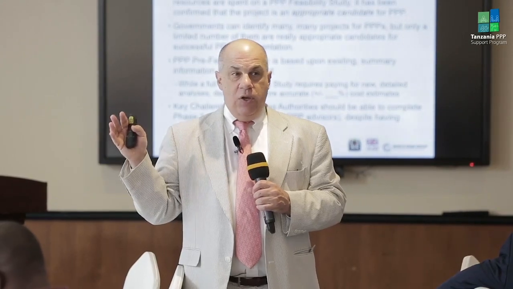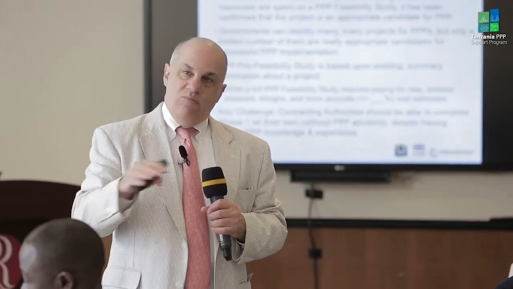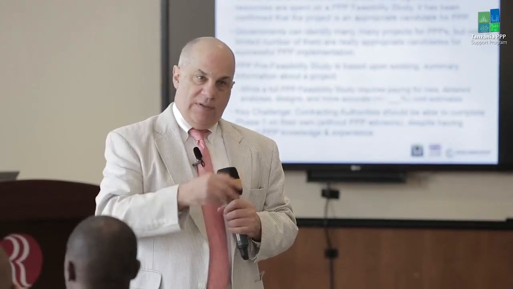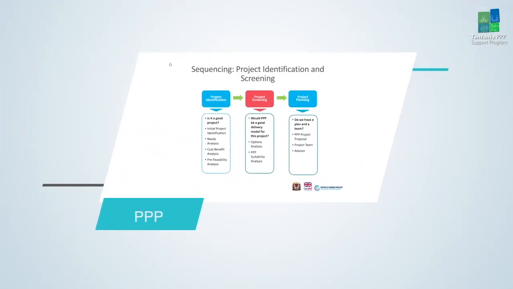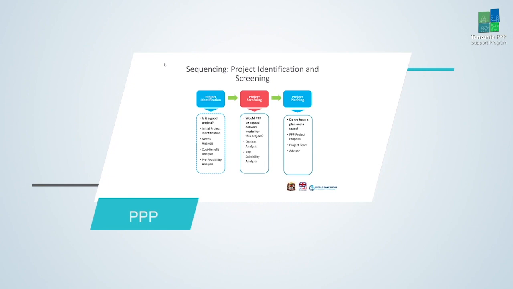Hopefully, a lot of this stuff, particularly the screening function of PPP identification, you should be able to do most of that internally without having to engage outside resources. You may need a little bit of help from the outside, but this is relatively quick. We're going to focus first on our identification. Is it a good project? There are some things that we're going to use in here, including needs analysis, cost-benefit analysis, pre-feasibility analysis.